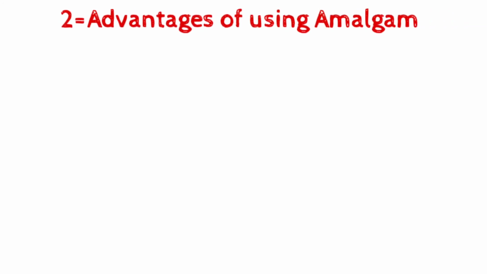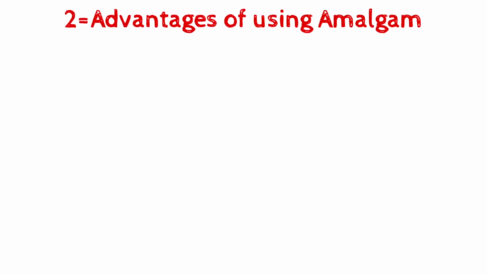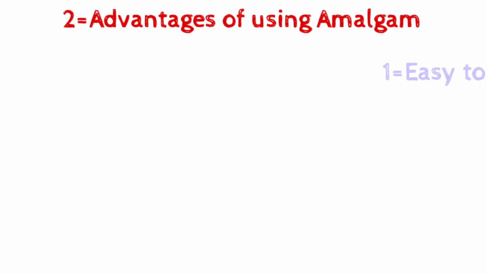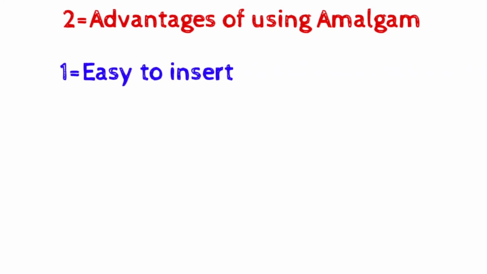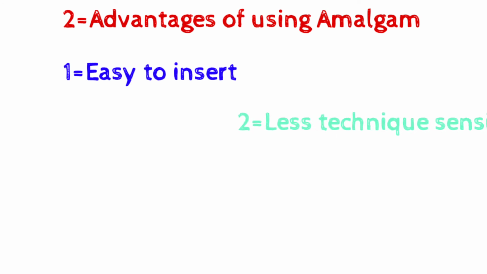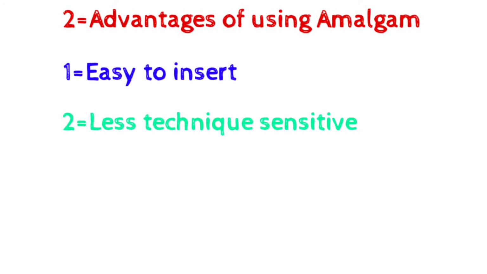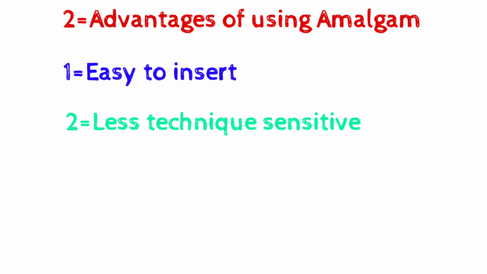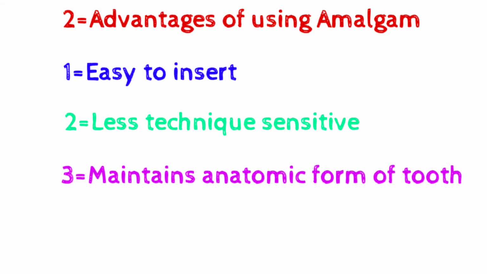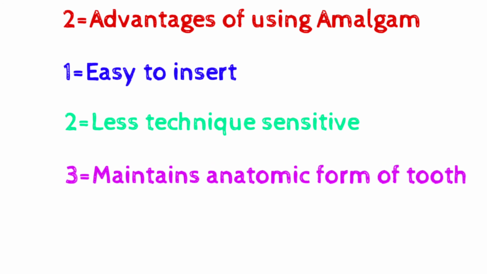Now, after classification, come to the advantages of using amalgam. There are 6 advantages of using amalgam. Number 1, easy to insert. Insertion of amalgam into the prepared tooth cavity is easy. Second is less technique sensitive. For amalgam there is no rubber dam isolation required. There is no contamination problem, so it is less technique sensitive.